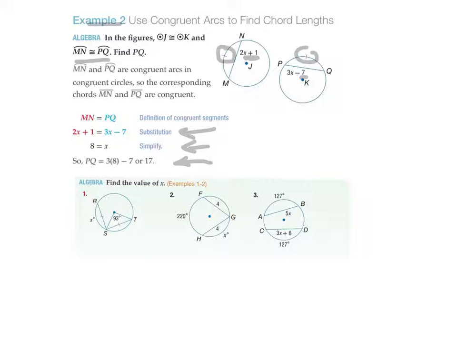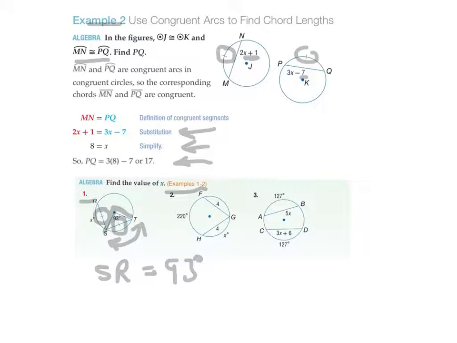So let's have a look at the examples. Let's have a look at examples 1 and 2. Question number 1. You are told that this angle here is 93 degrees, which means that ST must also be 93 degrees. What else does it tell you? Well, it tells you that both of these are congruent by the notation. If ST is 93 degrees, SR must also be 93 degrees.